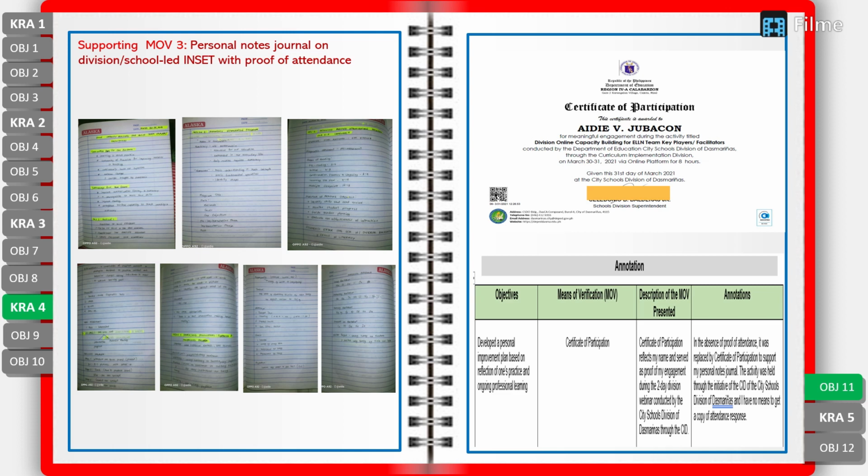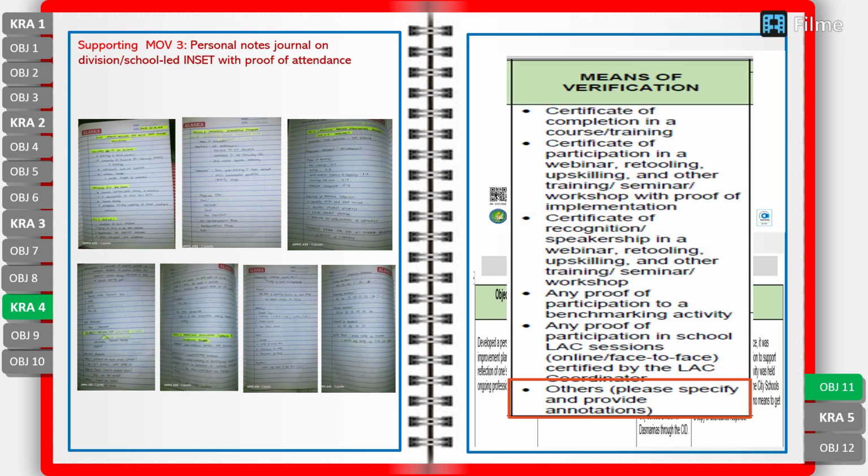Kailan lamang tayo magpo-provide ng annotation? Kapag ang MOV natin ay na-fall under others. Saka pa lamang tayo mag-provide ng annotation. Okay? Huwag masyado pahirapan ng mga sarili.